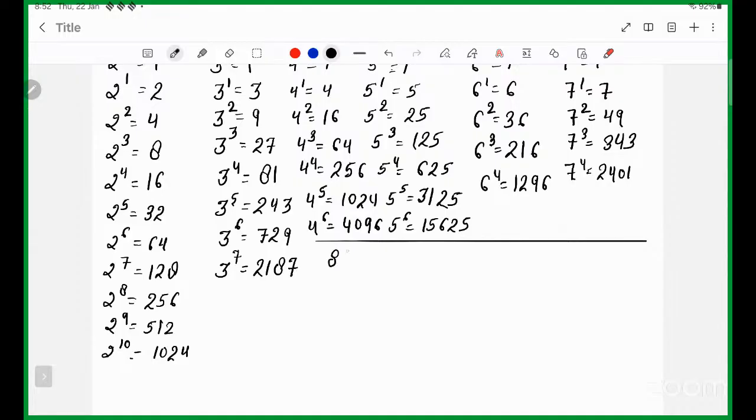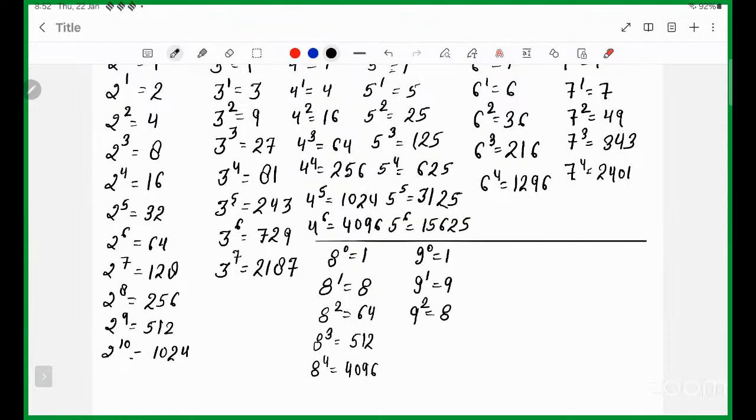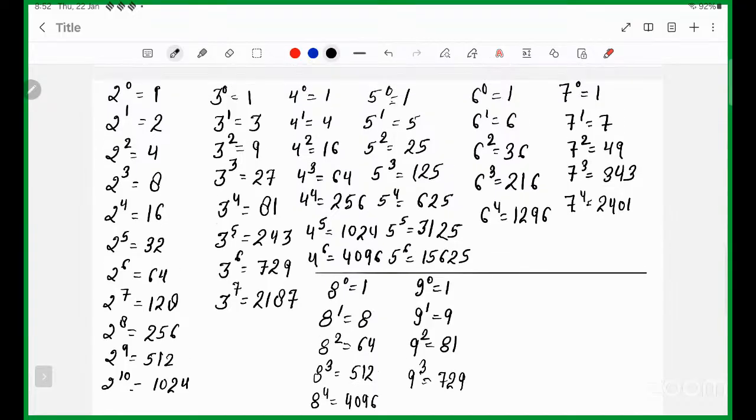8 raised to power 0, 1. 8 raised to power 1, 8. 8 raised to power 2, 64. 8 raised to power 3 is 512. 8 raised to power 4 is 4096. 9 raised to power 0 is 1. 9 raised to power 1 is 9. 9 squared is 81. 9 cube is 729. You should remember all these values.